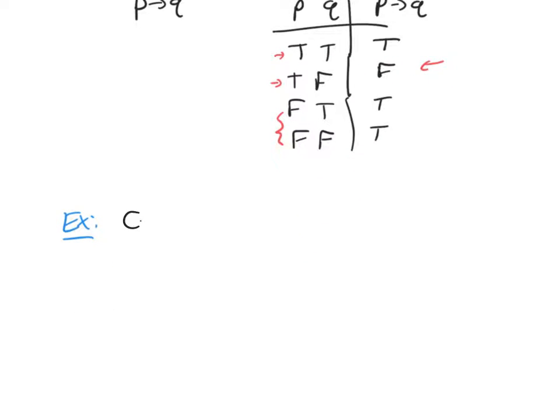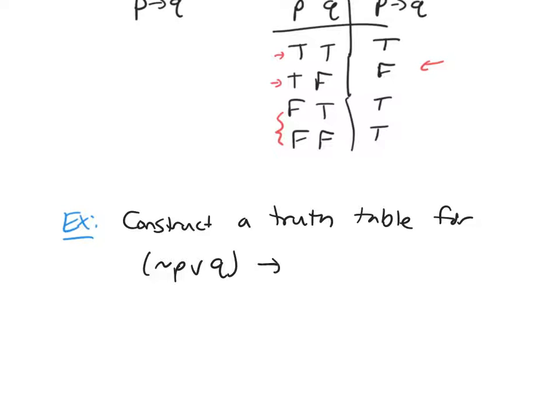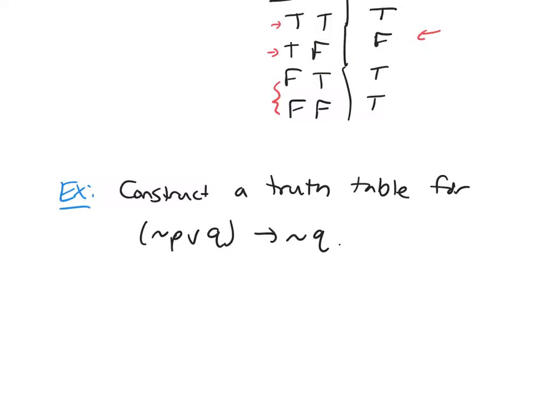Let's construct a truth table for: if not P or Q, then not Q. So again, anytime I'm constructing a truth table, you look for how many statement variables you have. Looking here, how many statement variables do I have? I have 2, P and Q. So your truth table will have 4 rows to it.